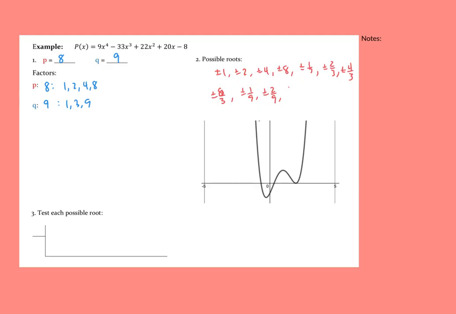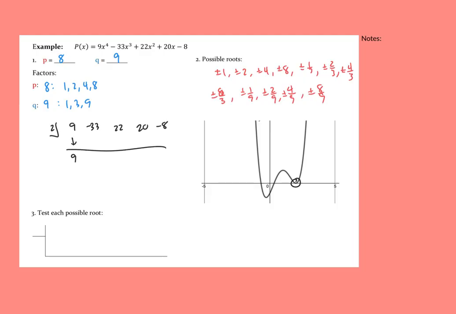Once again, we're probably not going to use the fraction ones. We're probably going to try all of our whole number ones first. Those are the easier ones to plug in. So here I'm going to plug in 2 here. I think 2 might work. So if I plug in 2, I get 9, negative 33, 22, 20, negative 8.